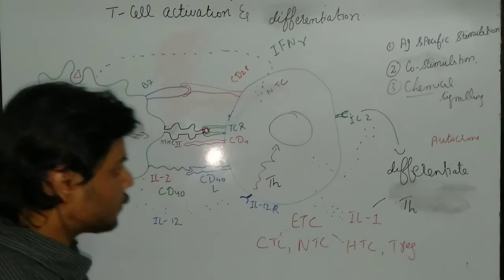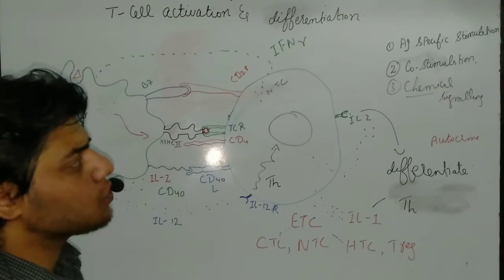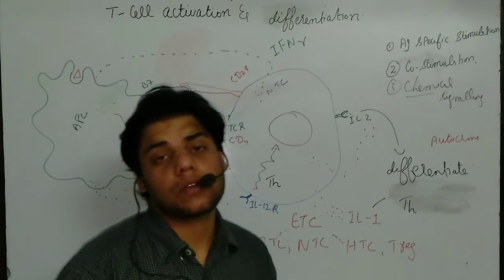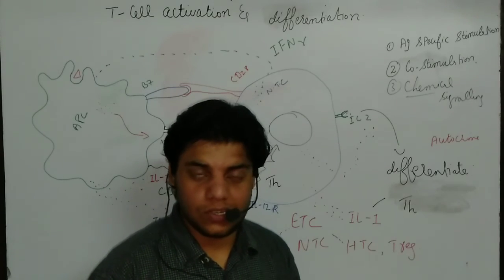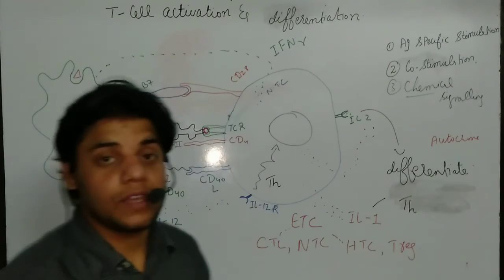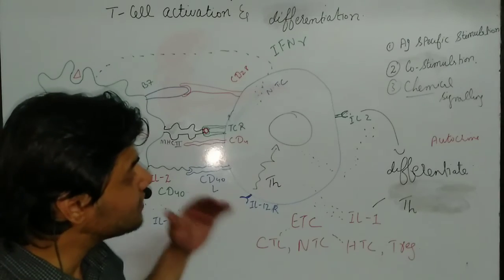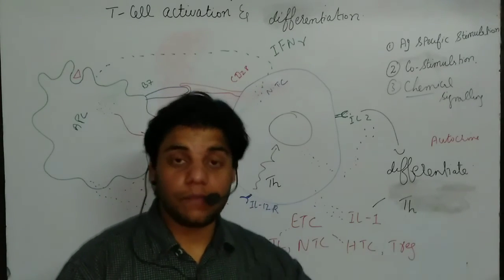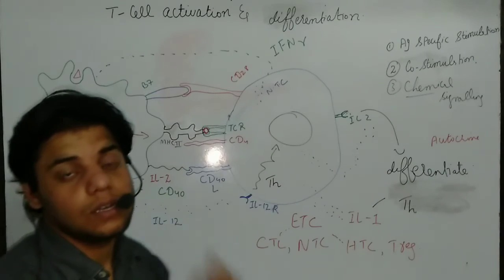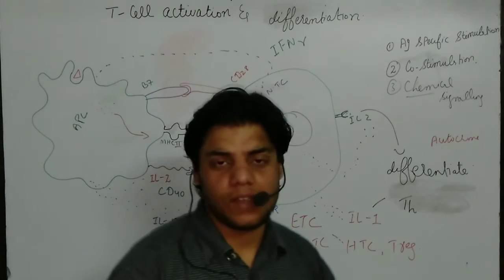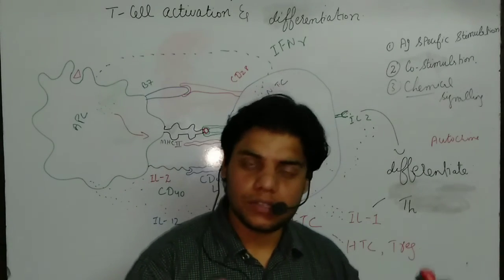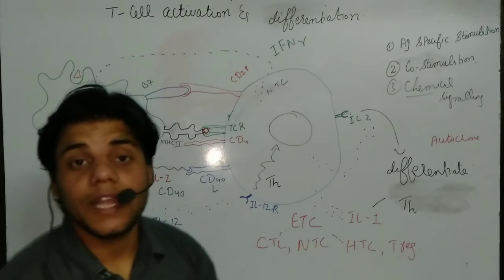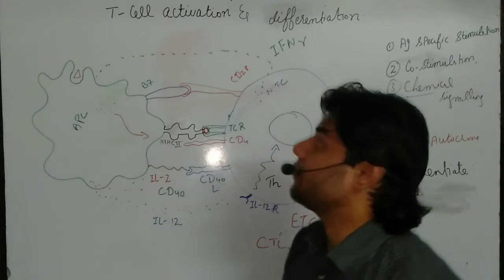So we also say that without this co-stimulation, the cell will never show a response against the antigen. But if there is the co-stimulation pathway, the cell will definitely respond against the antigen or against the infection or disease. After that, the disease will be controlled. So that's all about the T cell activation and differentiation.